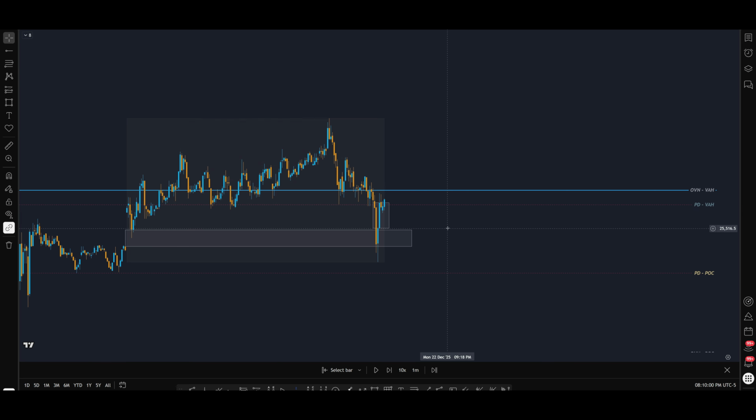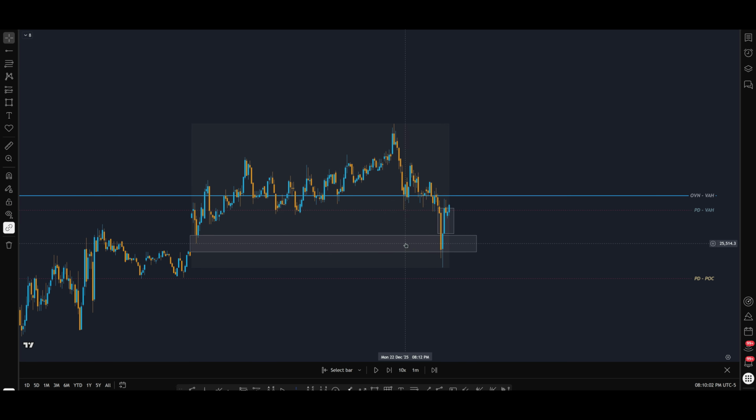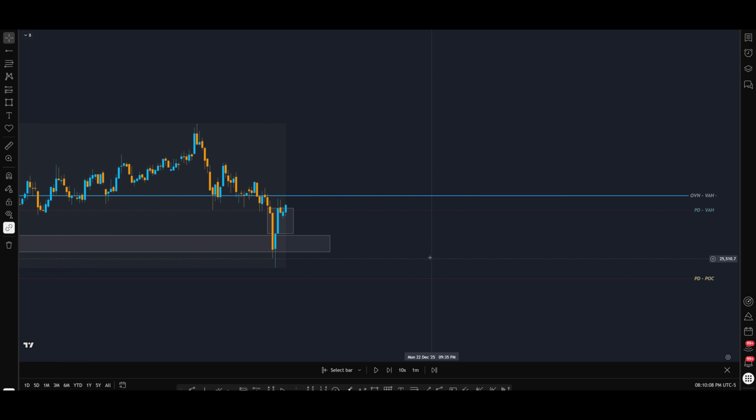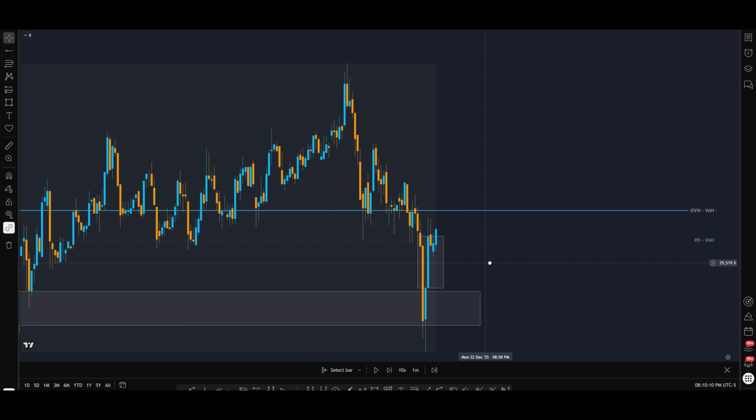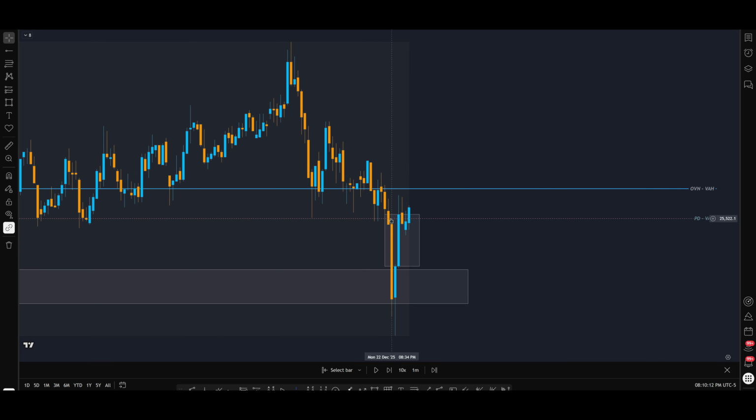Okay, so anyways, you see that this level was essentially respected. Even though price did not break through it, it kind of faded out a little bit and then came back in. And then here you can see that this whole gap got inverted, plus we see this candle over here, a strong bullish candle. You guys could enter there.